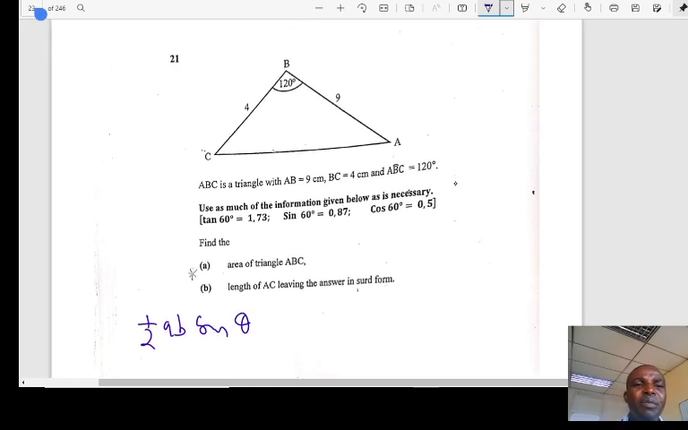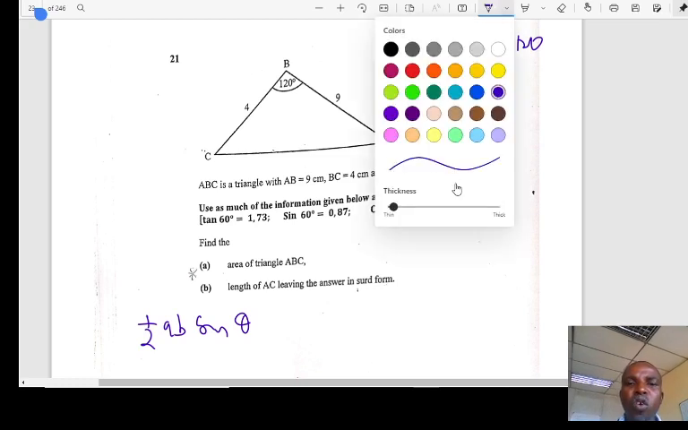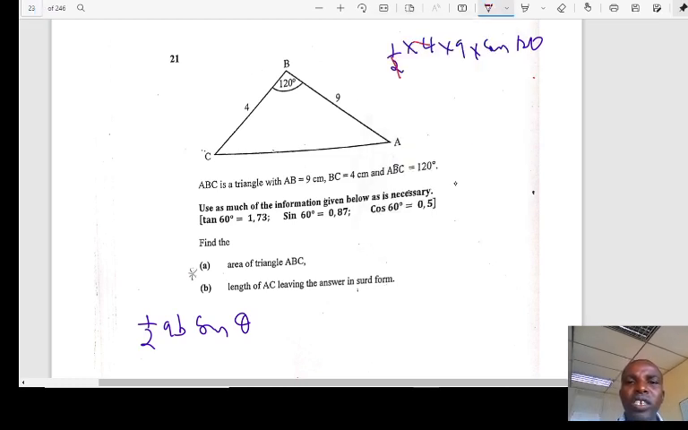In this case, a and b are 4 and 9. So to find the area, you say half times 4 times 9 times sine 120. Then 2 into 4, you can simplify this one, is 2 here. 2 times 9 is 18 times sine 120. Sine 120 we are not given here. Instead we are given sine 60.